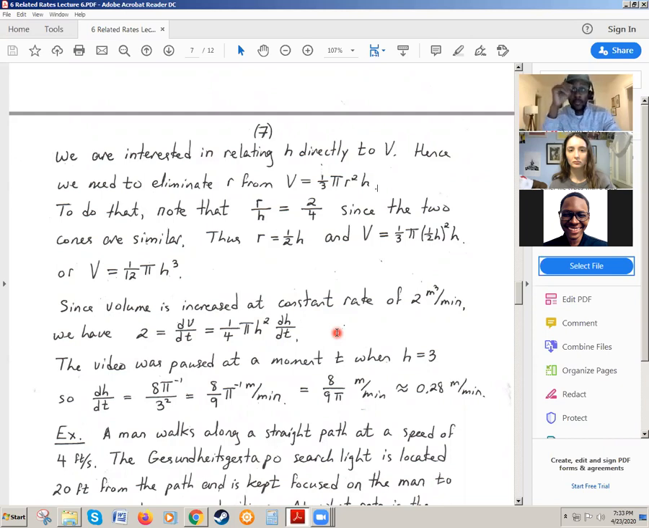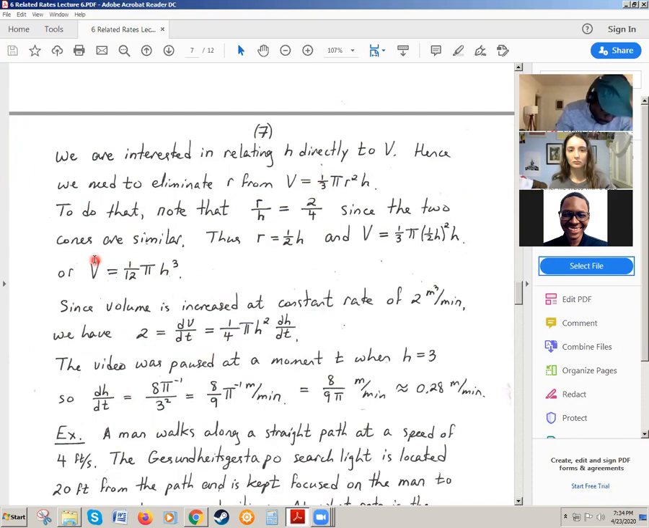No worries. So what I'm trying to do here again is relate the speed with which v is changing to the speed with which h is changing. That's why it's called related rate. In order to do that, what do you do? So I have now a relationship. I know that v equals 1/12 pi h cubed. You yourself came up with this formula. Yes.